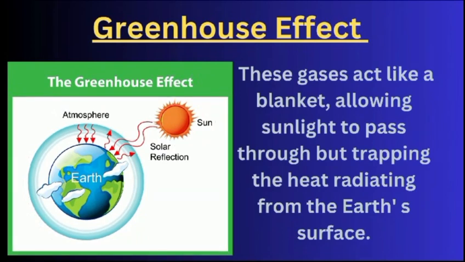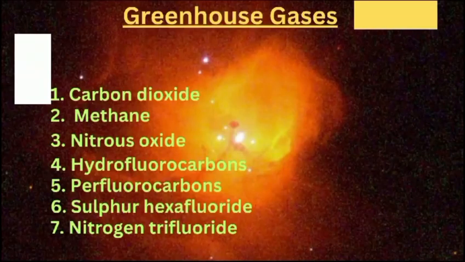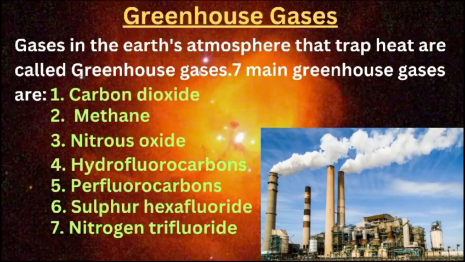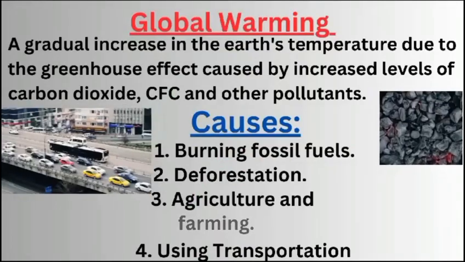from the Earth's surface. Greenhouse gases. Gases in the Earth's atmosphere that trap heat are called greenhouse gases. The 7 main greenhouse gases are carbon dioxide, methane, nitrous oxide, hydrofluorocarbons, perfluorocarbons, sulfur hexafluoride, and nitrogen trifluoride.